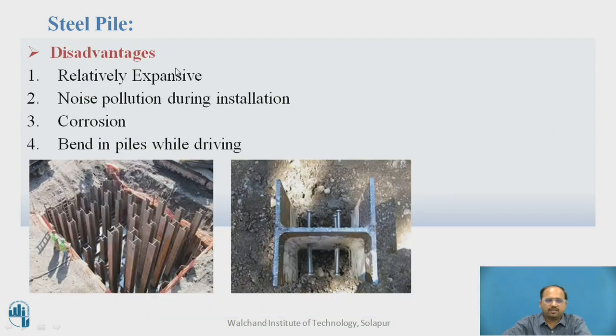What are the main disadvantages of steel pile? Relatively expensive, very costly. Then noise pollution during installation. We need to mitigate the noise pollution because your soil structure will get disturbed. Then corrosion, it may corrode. Then bending of piles while driving. There are chances that the complete pile will get bent during installation. This is your H-shaped pile.